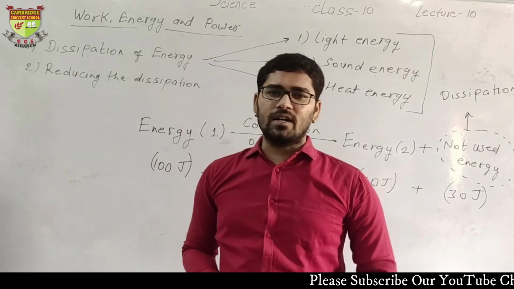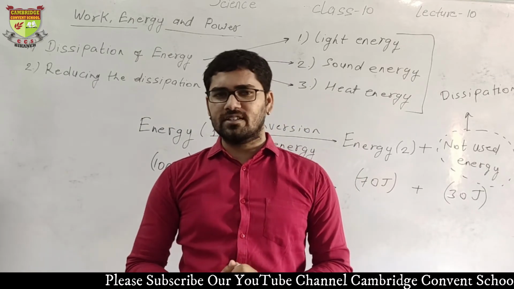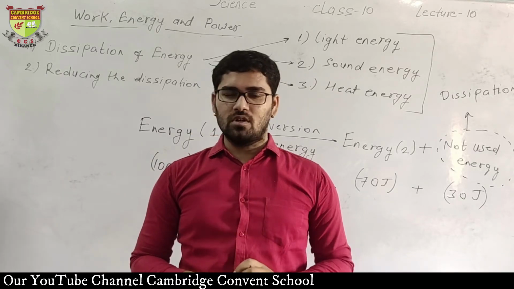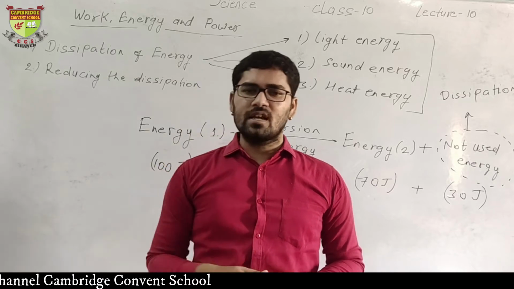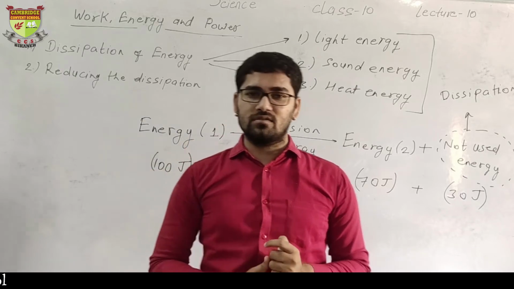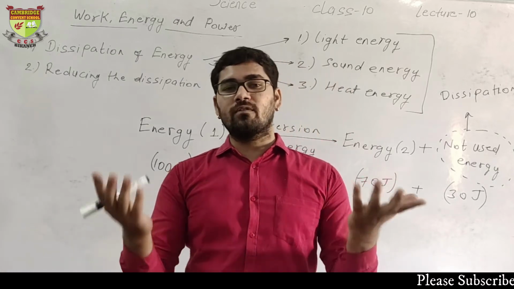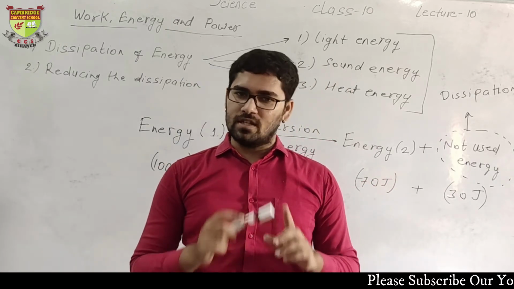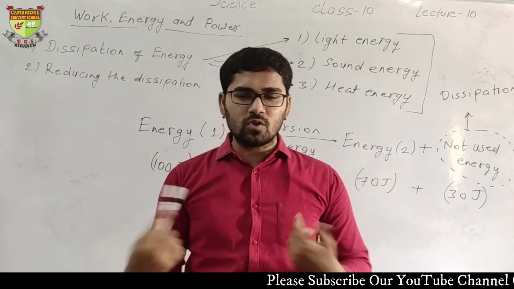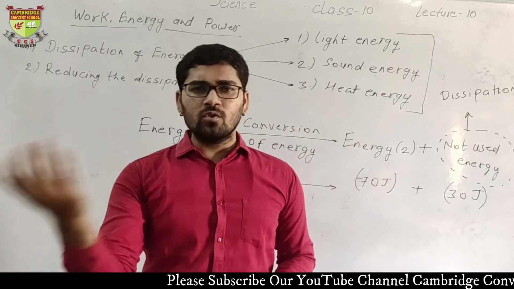Firstly, understand this: there are some processes in our day-to-day life. In some processes, light energy is produced and it is for our use. But there are some processes in which light energy is produced, but we have no need of light at that particular place. Some places are there where we require light, like in this bulb. I require light in this room.